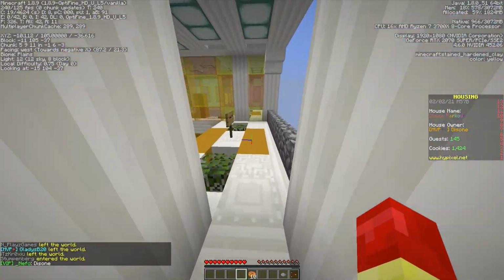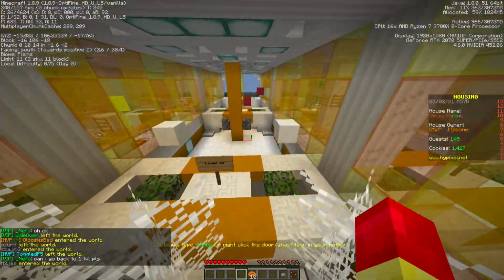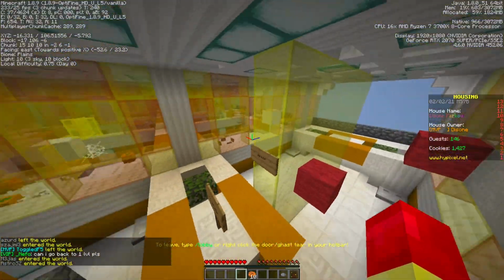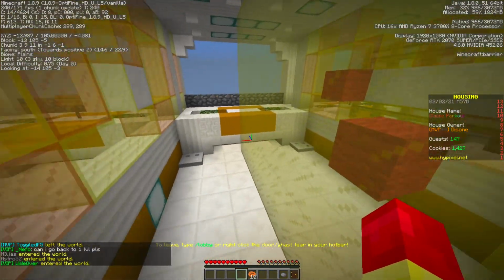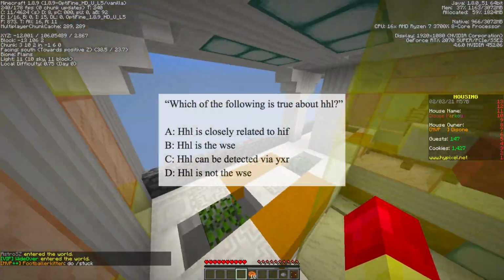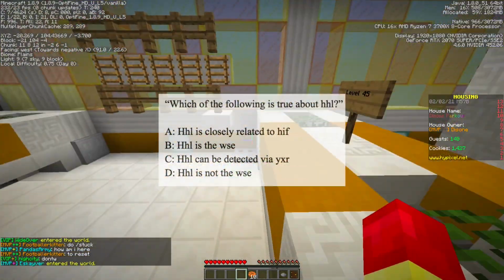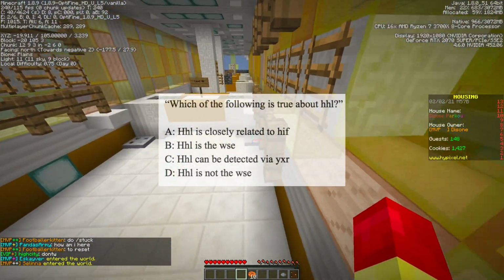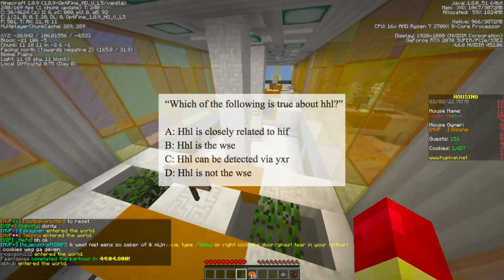So I'm going to give you a nonsensical example of this, and the nonsensical aspect of it should prove to you why the contradicting answers can help you via process of elimination, even when you don't know anything about the content of the question. So here's that nonsensical example question. Which of the following is true about Hull? A. Hull is closely related to Hith. B. Hull is the Woosie. C. Hull can be detected via Yixter. And D. Hull is not the Woosie.